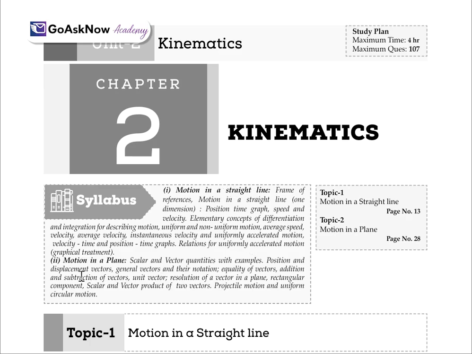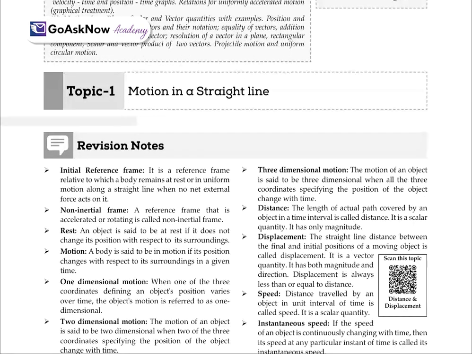And in the second topic, which is motion in a plane, here we'll study about scalar and vector quantities with examples, position and displacement vector, general vector, their notation, equality of vectors, addition and subtraction of vectors, and unit vector, resolution of a vector in a plane, rectangular components, scalar and vector product of two vectors, projectile motion and uniform circular motion. Now, we'll deeply study the first topic, which is motion in a straight line.